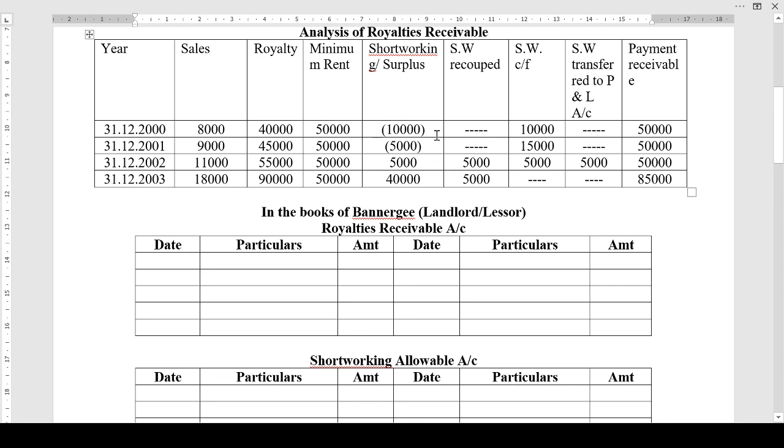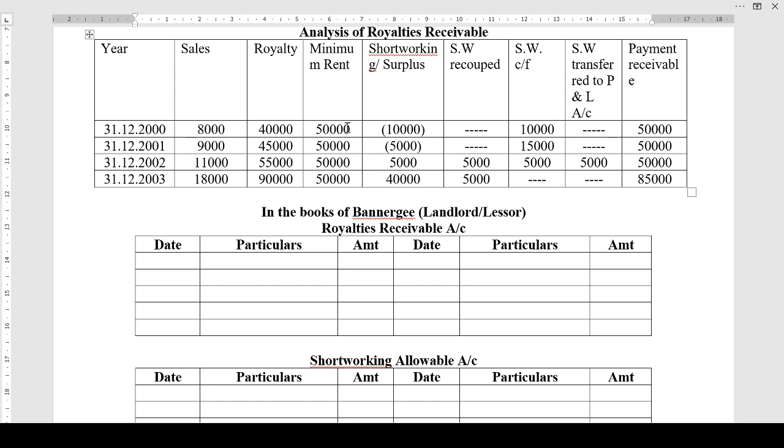Now we've got two sets of entries. First set of entries is when minimum rent is more than the actual royalty. Second set of entries is when actual royalty is more than the minimum rent. A and B, remember that. So we need to see year wise what is happening, same thing we did in yesterday's problem. In the first year, minimum rent is more than the actual royalty, so we do the first set of entries, but without minimum rent. You've got two ways: with minimum rent account, without minimum rent account. Yesterday, we chose with minimum rent account because they specifically asked us. Today, they have not asked anything in the problem, so I'm going ahead with the other method.